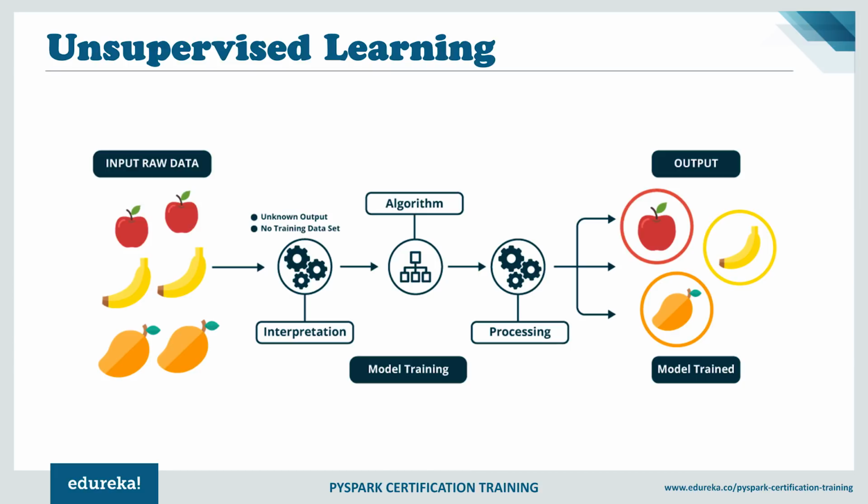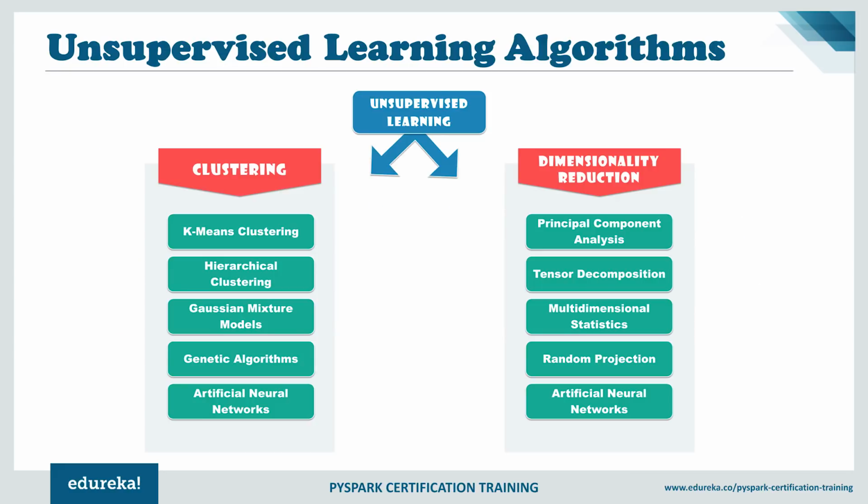Unsupervised learning is used against data that has no historical labels. The system is not told the right answer. The algorithm must figure out what's being shown. The goal is to explore the data and find some structure within. Unsupervised learning works well on transactional data, and these algorithms are also used to segment text topics, recommend items, and identify data outliers. Now, there are majorly two classifications of unsupervised learning. One is clustering, as I discussed earlier, and the other one is dimensionality reduction, which includes topics like principal component analysis, tensor decomposition, multidimensional statistics, and random projection.